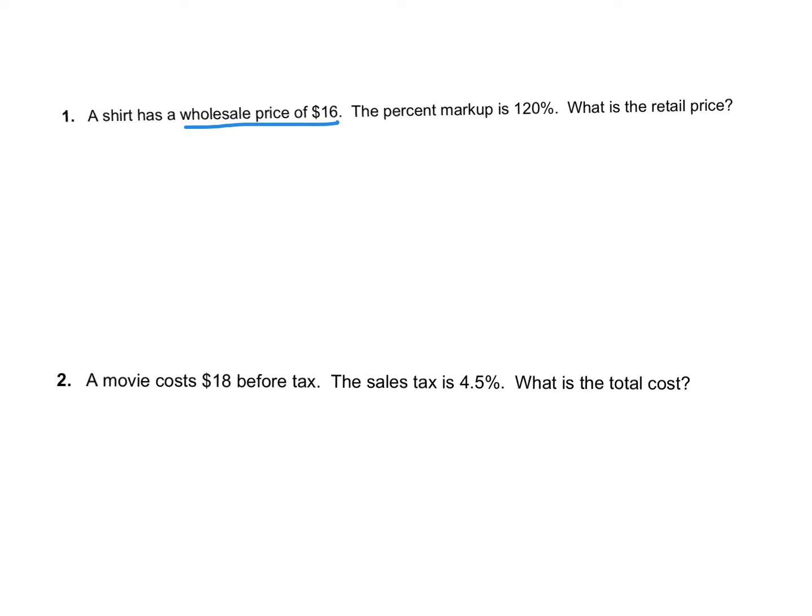So let's write that as a proportion. 120 all over 100, and our original price is $16, so we want to know what is 120% of 16. So we'll cross multiply and then we'll divide. All right, and we get 19.2. And since we're talking about money, we're going to write this as $19.20. Now, this is the amount of the markup.